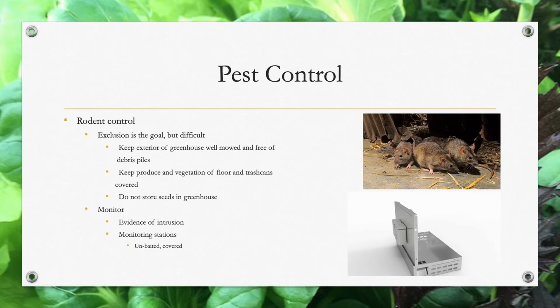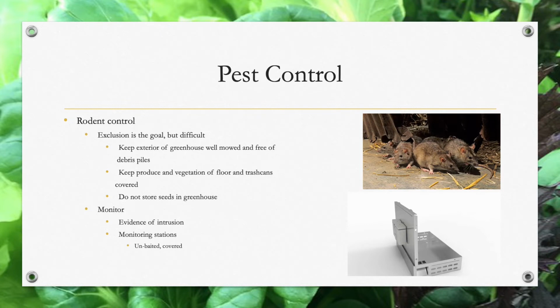Some things you can do to keep rodents from being interested in a building is keep the exterior of the building or greenhouse well mowed and free of debris. Any produce or vegetation should be kept off of the floor, and trash cans should be covered. Do not store your seeds in the greenhouse. Rodents love seeds, so not only keep the seeds out of the greenhouse, but make sure that you've done some monitoring before you plant a large amount of seeds.